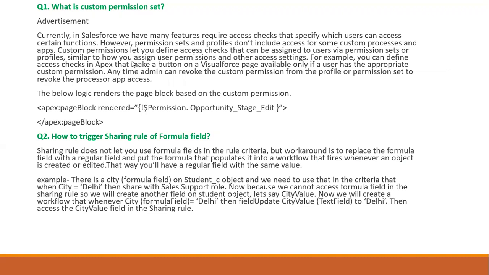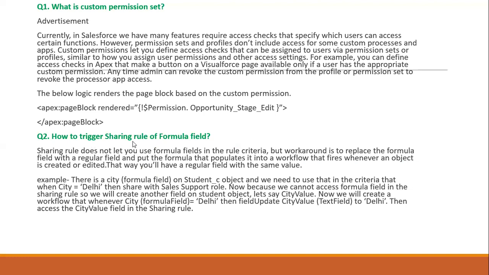Similar to how you assign users permissions and other access settings. For example, you can define an access check in Apex that makes a button on the Visualforce page available only if a user has the appropriate custom permission. Anytime, an admin can revoke the custom permission from the profile or permission set to revoke the process or app access. The below logic renders the page block based on the custom permissions. apex:pageBlock rendered=permissions.opportunityStageEdit.